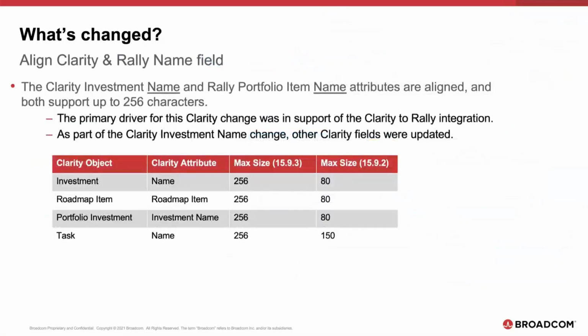The last item that was changed here was we updated the investment name to support up to 256 characters, which matches the Rally portfolio item name character count. As part of that work, we also updated the roadmap item name, the portfolio investment name, and the task name to support 256 characters. You can see what they were before the change and now in 15.9.3.